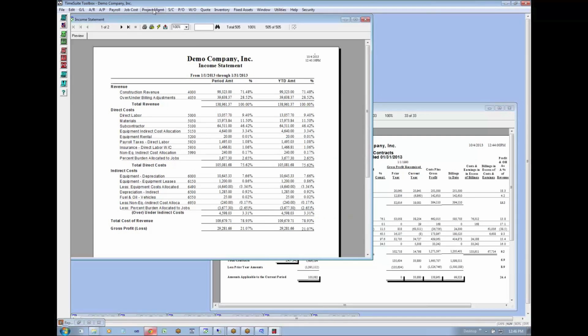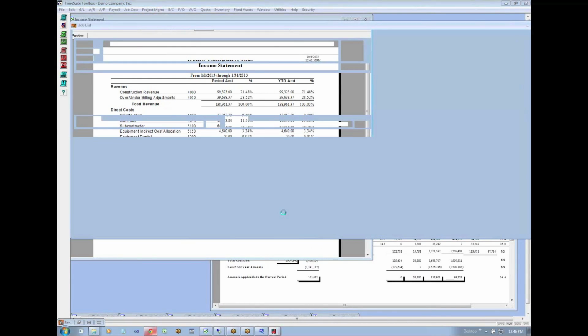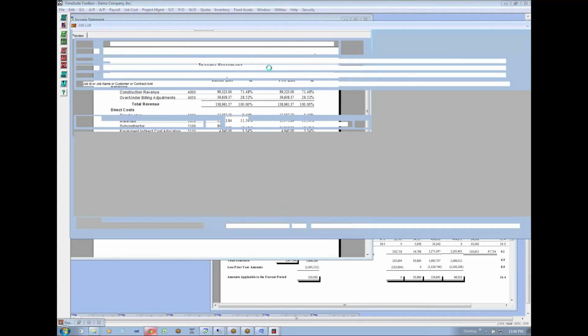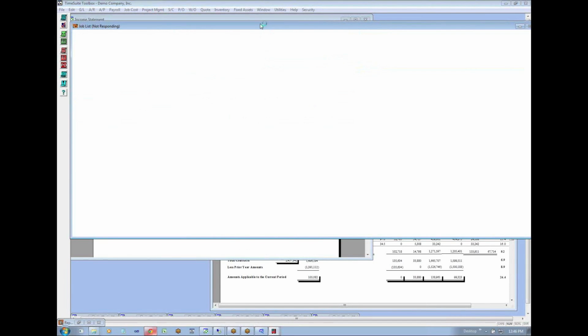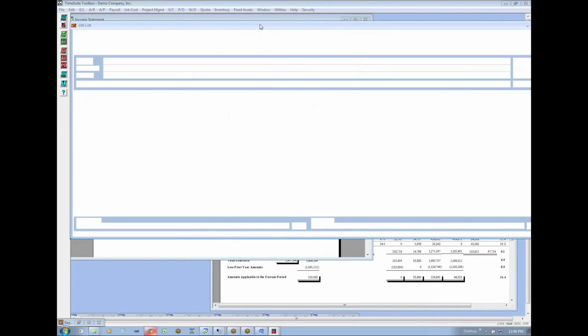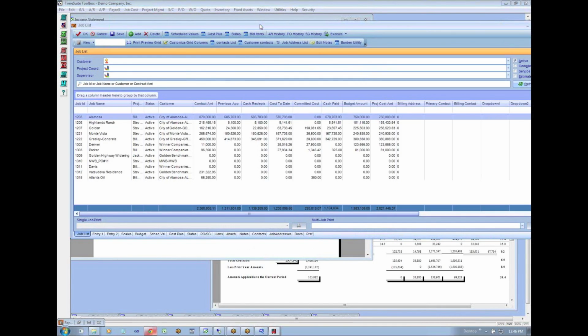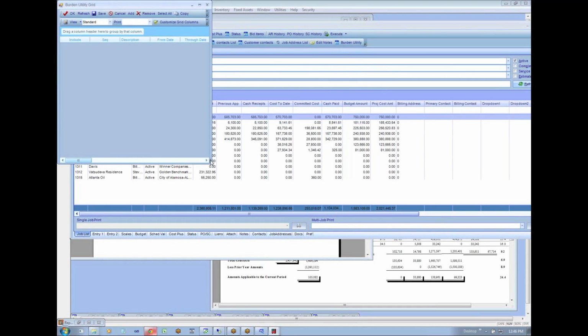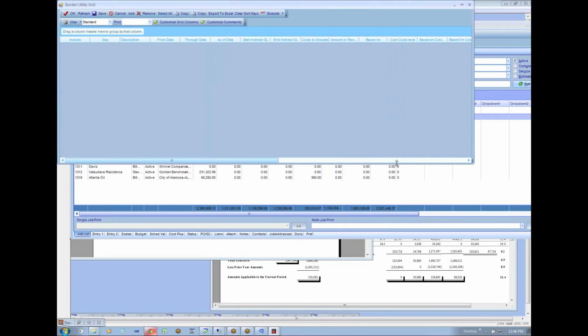So like every quarter, or every 6 months, or every year end, you would go into your burden utility grid, and you would actually wipe that out by allocating your indirect costs to your jobs based on some reasonable criteria. So we have the burden utility grid here. This will be the last thing we do in the webinar, by the way. So we're almost done.